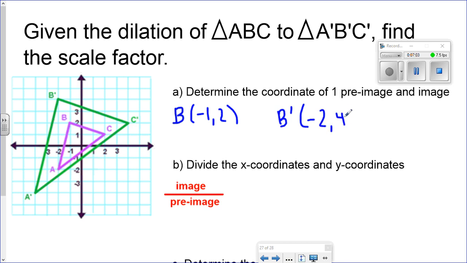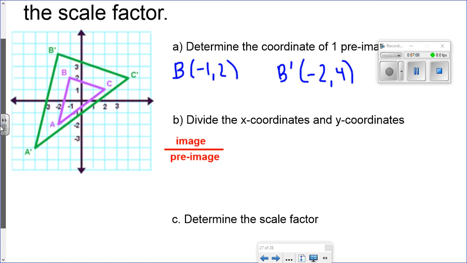Okay, so once we've identified one set of points for a pre-image and an image, we want to divide the x-coordinates and the y-coordinates. So we're going to do the image over the pre-image. So remember, this one is the pre, and this is the image. Okay, so to get the scale factor, we want to always do the image divided by the pre-image. So let's do the x-coordinates. We get -2 divided by -1, which is 2.